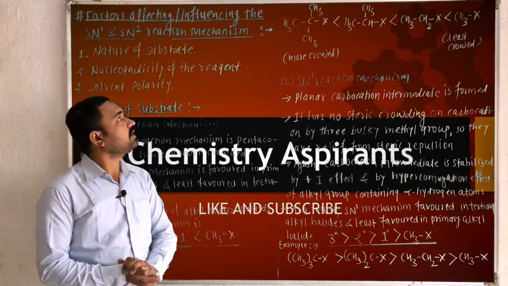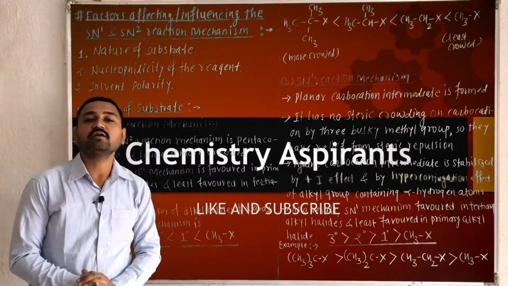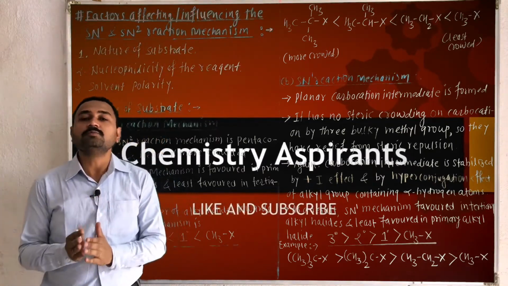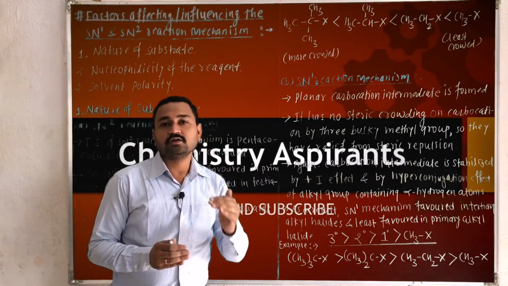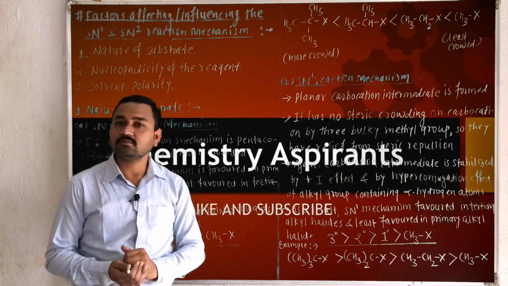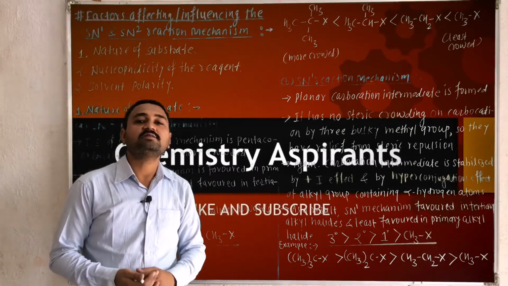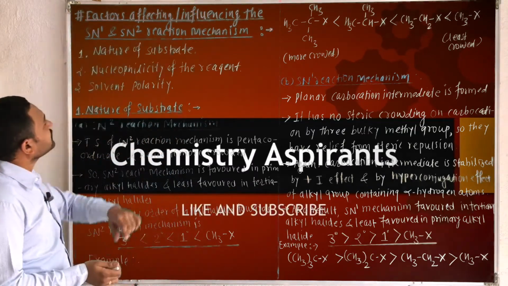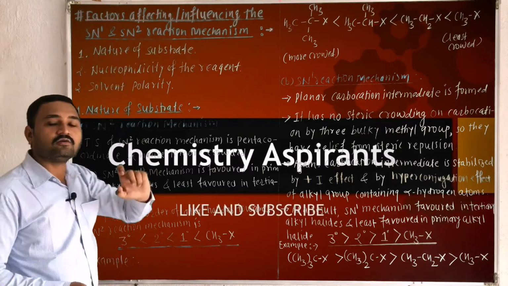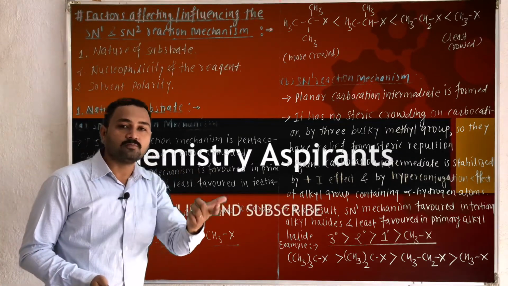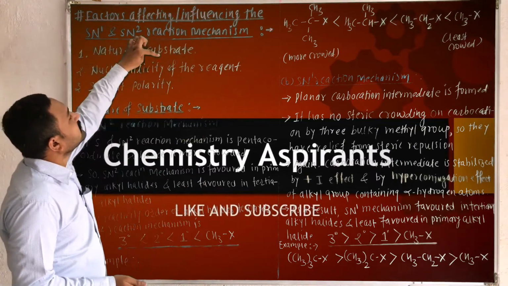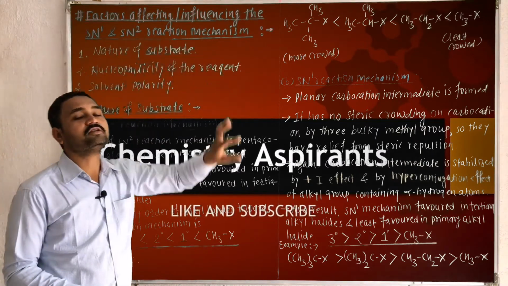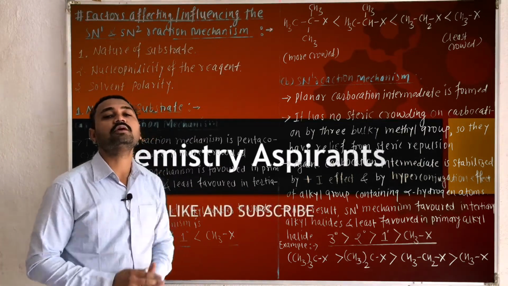Now in today's lecture, we are going to learn about the factors affecting or influencing the SN1 and the SN2 reaction mechanism. In the previous two lectures, we learned the details of the SN1 and the SN2 reaction mechanism. There are three important factors that affect them. The first factor is the nature of the substrate. Which particular type of alkyl group you take will affect the SN1 and SN2 reaction mechanism. The second one is the nucleophilicity of the reagent, that means the nature of your nucleophile.